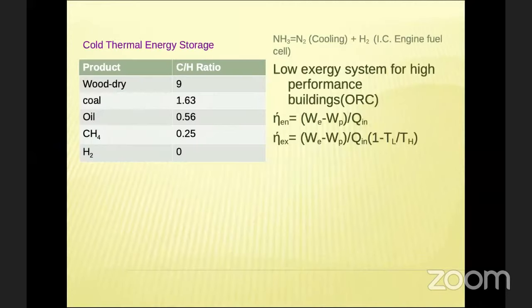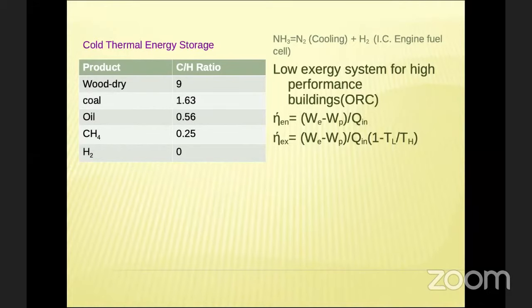Right. So look at this table. It is for some cold thermal energy storage. Some products I listed here, and the carbon to hydrogen ratio is also given. So dry wood, if you see this, the carbon to hydrogen ratio is 9, and coal it is 1.63, oil 0.56, methane 0.25, and hydrogen now it is 0.